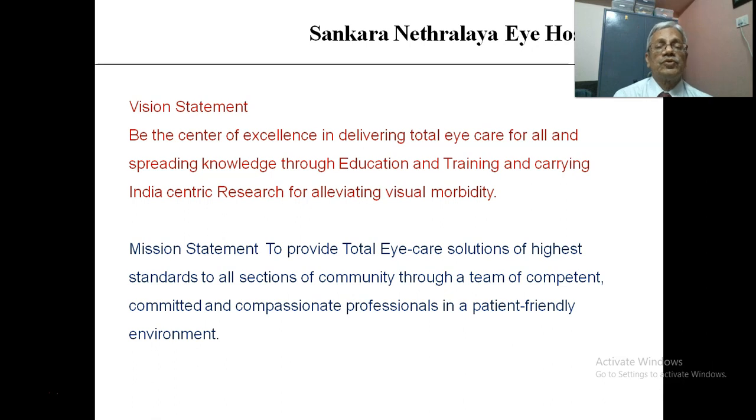The mission statement says to provide total eye care solutions of the highest standards to all sections of the community. So they're defining who exactly the consumer is, through a team of competent, committed, and compassionate professionals. So who is going to provide eye care in a patient-friendly environment? They're also defining the environment, the service provider, and who the final customer is. So this is a beautiful, very simple mission statement of Sankara Nethralaya. No doubt Sankara Nethralaya is a globally known, research-oriented, total eye care solution provider in India.